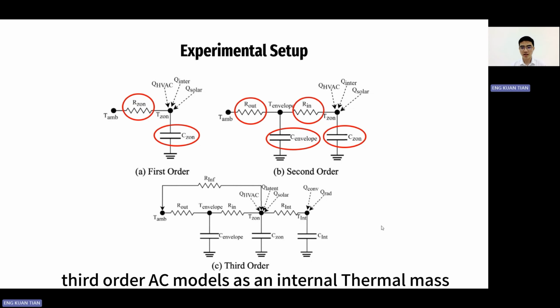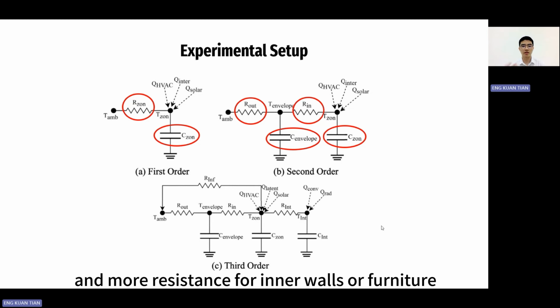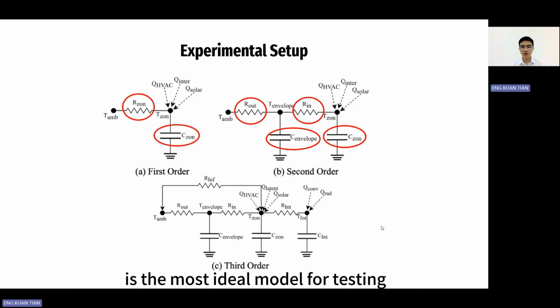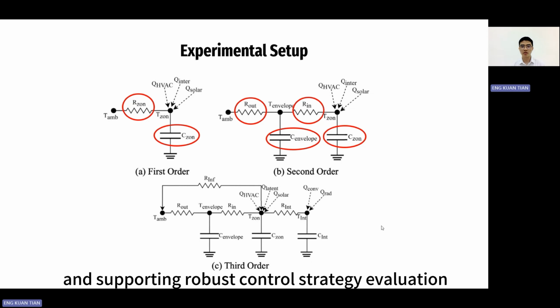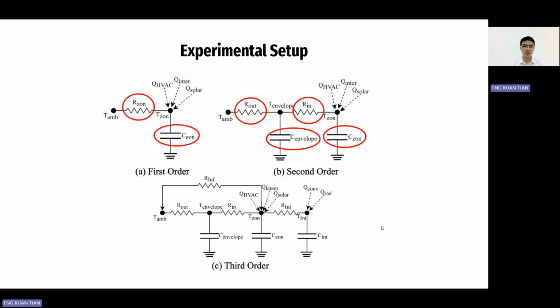The third order RC model adds an internal thermal mass and more resistance for inner walls or furniture. It is the most ideal model for testing advanced control strategies. These models allow for different levels of accuracy in capturing building thermal behavior and supporting robust control strategy evaluation. That's all for my part.